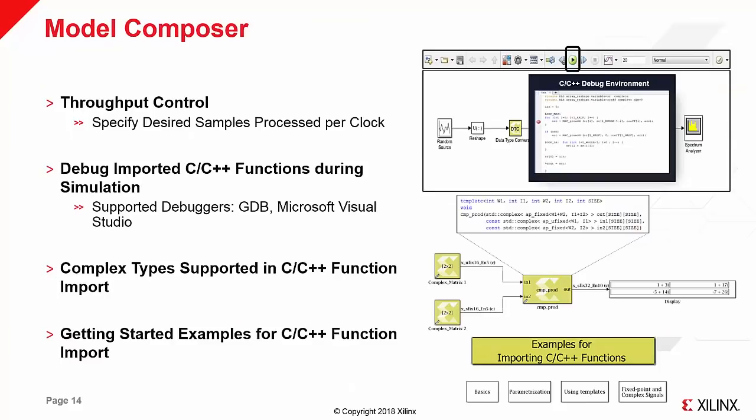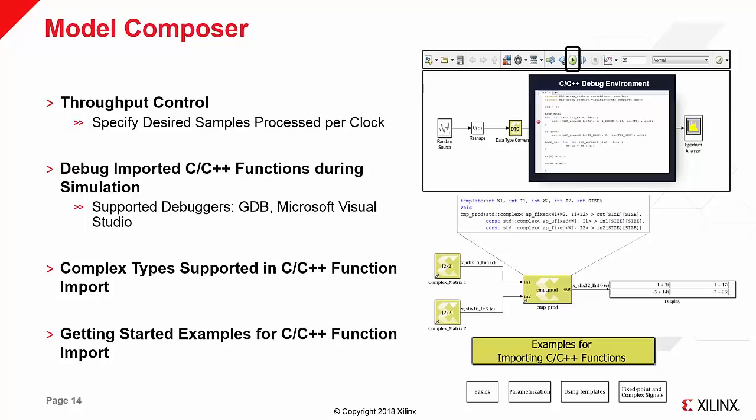In 2018.3, Model Composer now offers throughput control. Using this mechanism, you can specify the desired number of data samples processed per clock, and the Model Composer will automatically try to achieve this throughput without any structural modifications to your design. We've also augmented our capabilities with respect to importing C or C++ functions. First, we allow you to debug these imported functions using third-party debuggers while the Simulink simulation is running. And secondly, we now support importing functions with arguments of type complex.